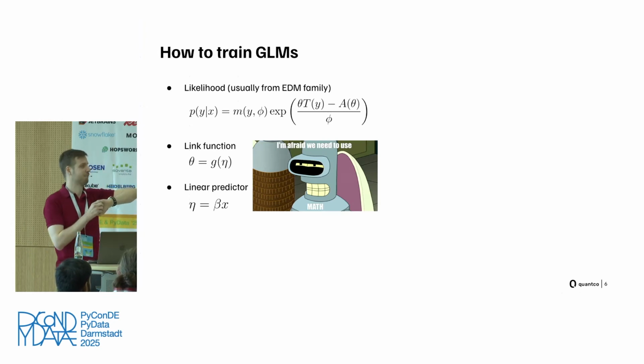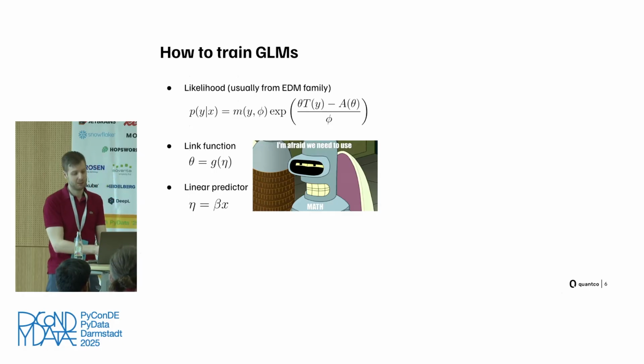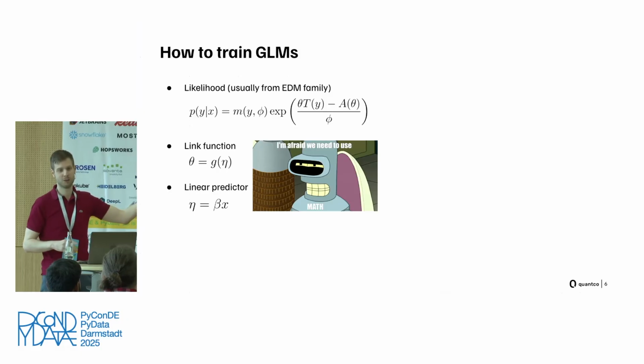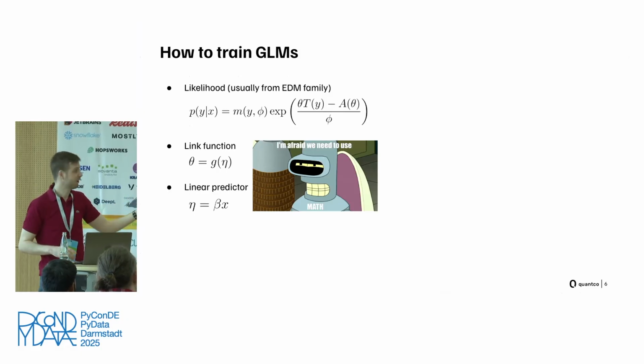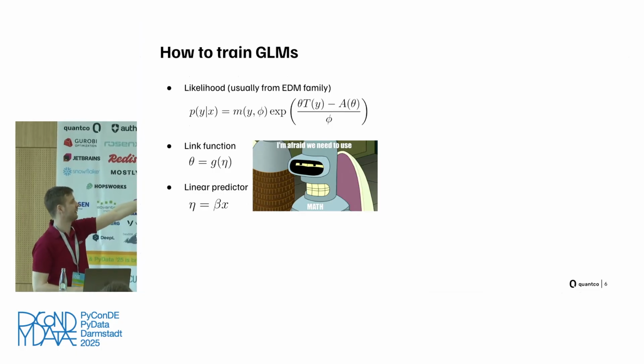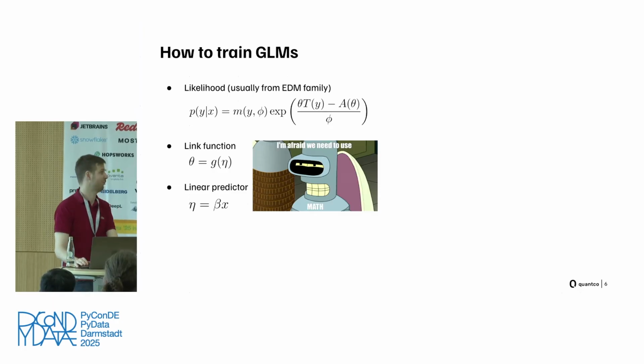A likelihood is basically the probability of observing your outcomes conditional on your features, or conditional on X. And we usually assume a specific form for it. It's called an exponential dispersion model. It has some nice properties, mostly that it's separable, so the features only enter in this capital A function, and they enter it in a very specific way.